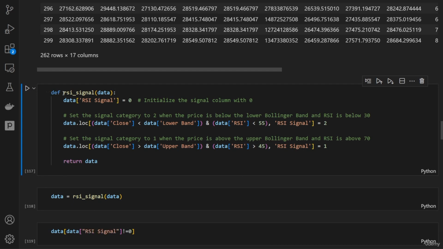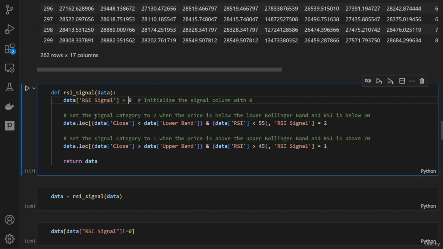We're defining another function called RSI signal, and it takes the data frame and it's going to add a column called RSI signal. Is it a positive signal, a negative trend signal, or no signal at all? 0 for no signal. So for a bullish signal, we're going to insert 2 as a value. For a bearish signal, we're going to insert 1.